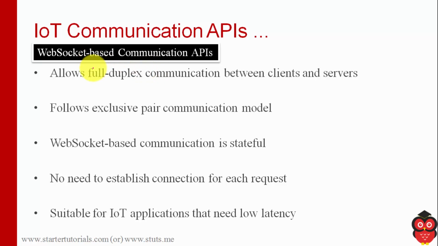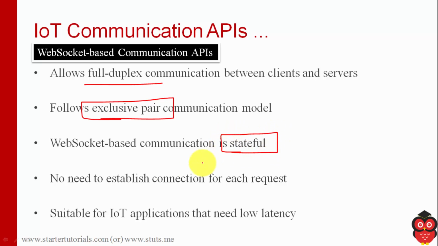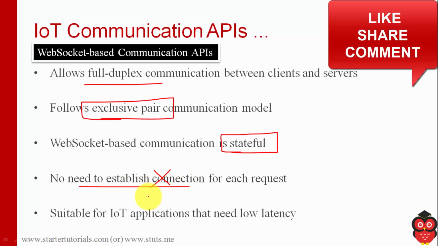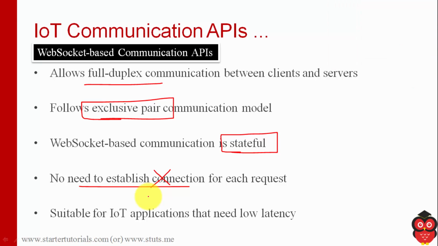The second API communication model is WebSocket-based. This allows full duplex communication, so client and server can communicate simultaneously, sending and receiving data at the same time. It follows the exclusive pair model, which I discussed a few minutes back. Since it is the exclusive pair model, it is stateful. There is no need to establish a connection for each request. Once a connection is established, all the requests go through that connection only. No need to establish a separate connection with each request.